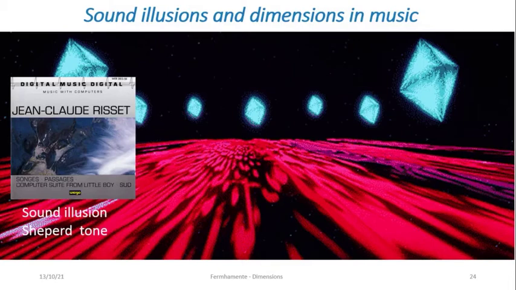Now, these falling tones are called Shepard tones. Actually, they can also work the other way around, going higher and higher. So now this illusion is possible not only in frequency, but also in rhythm. So we will now hear a so-called Risset rhythm, which appears to be becoming faster and faster, but actually it doesn't.